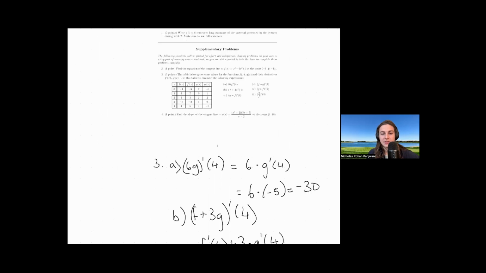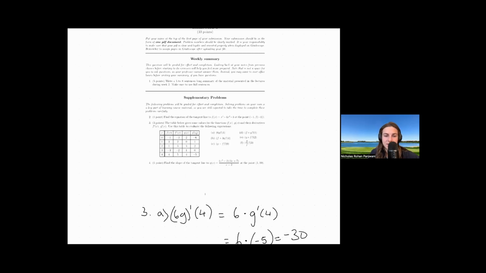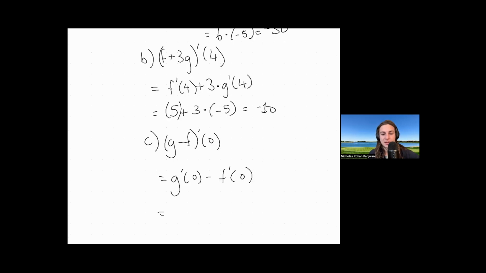Great. So now we're going to have different values, though. So g prime of 0 is -6. f prime of 0 is -3. -6 minus -3, so -6 plus 3, which is -3. D.